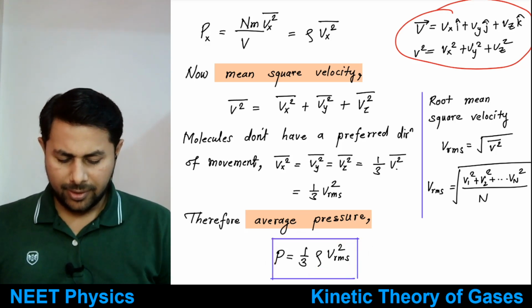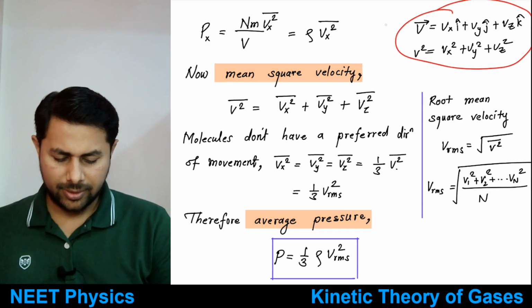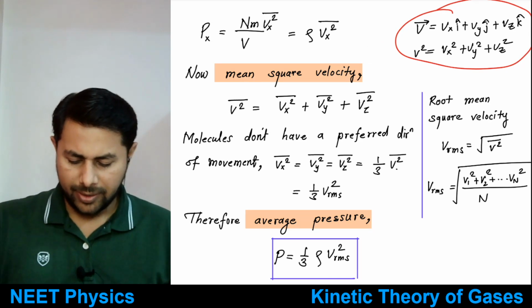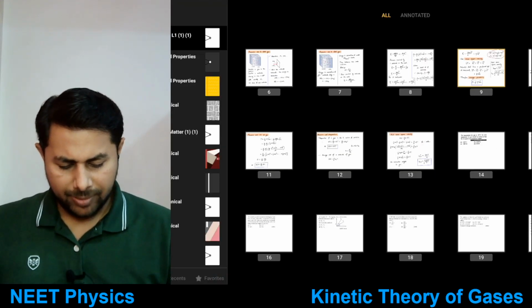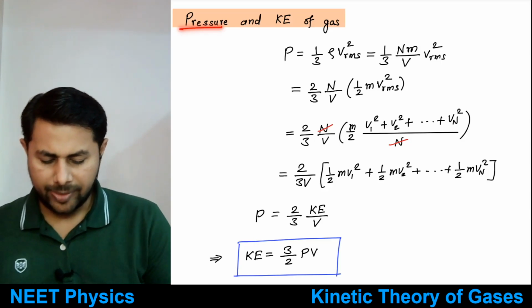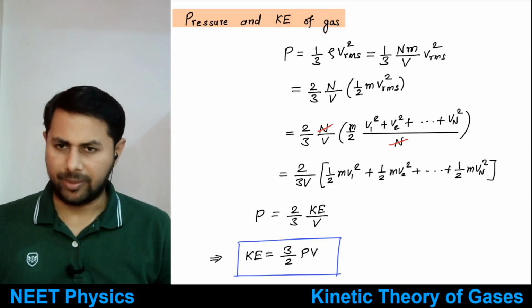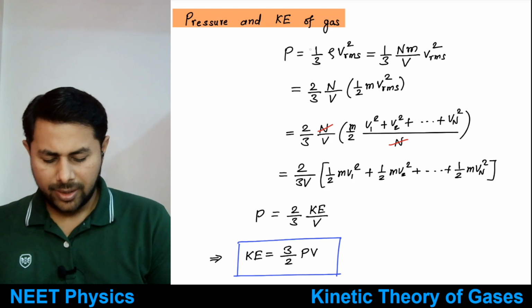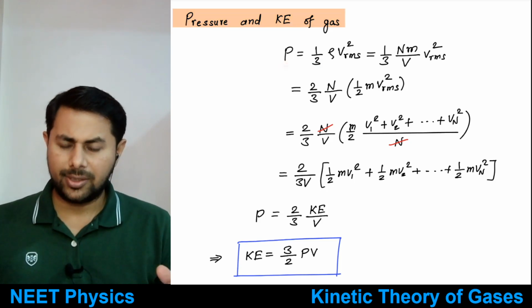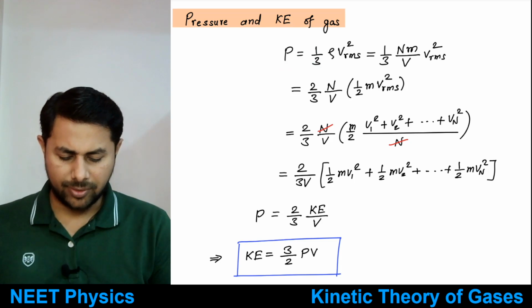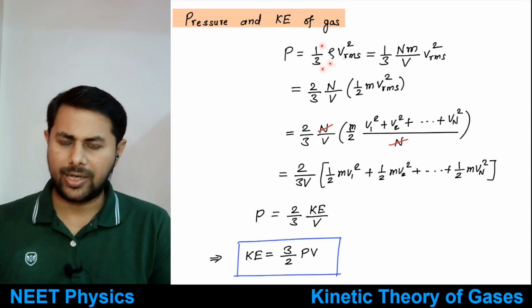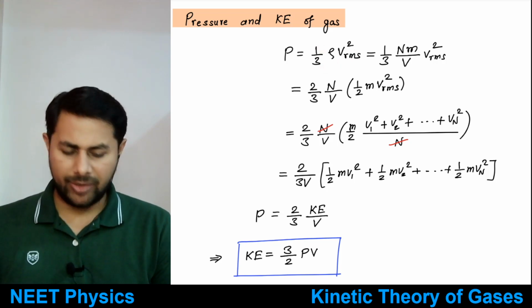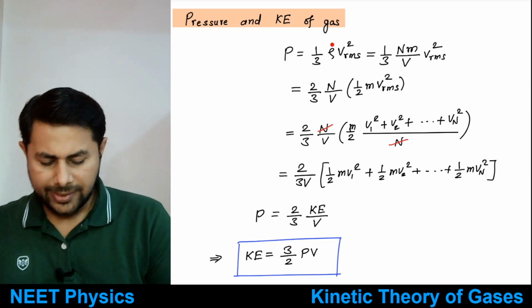Also, I took the derivation because it gives some insight into how different parts work, right? Now next we will talk about the pressure and kinetic energy of a gas, the relation between them. So we have just seen P, the pressure of a gas, is equal to 1/3 of rho into vrms square. Pressure due to a gas is 1/3 of rho, the density, multiplied by vrms square, right? So density can be written as what?